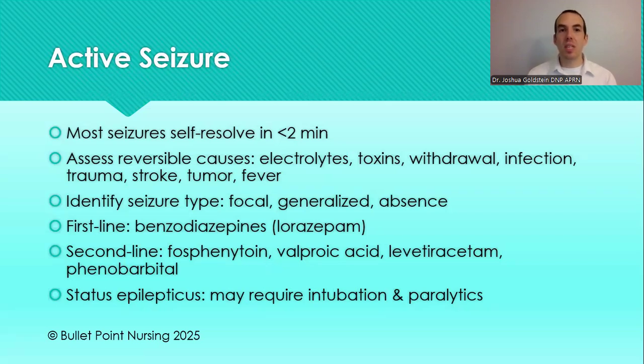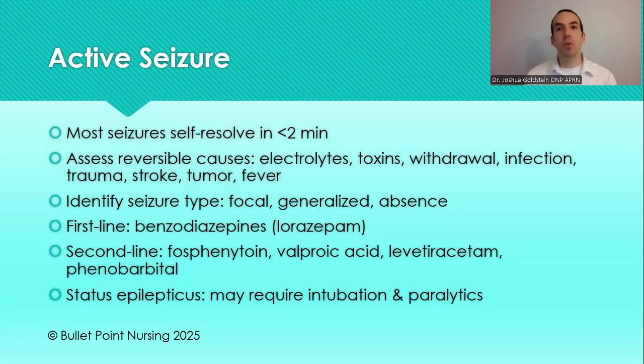First, let's begin with active seizures. Most seizures, and right now we're talking about the generalized tonic-clonic, the jerking motion that we all associate with being a seizure, do resolve on their own. In fact, the vast majority of seizures happen outside the hospital, and the seizure has resolved before the patient ever gets to the hospital. Most of them resolve in under 2 minutes on their own.